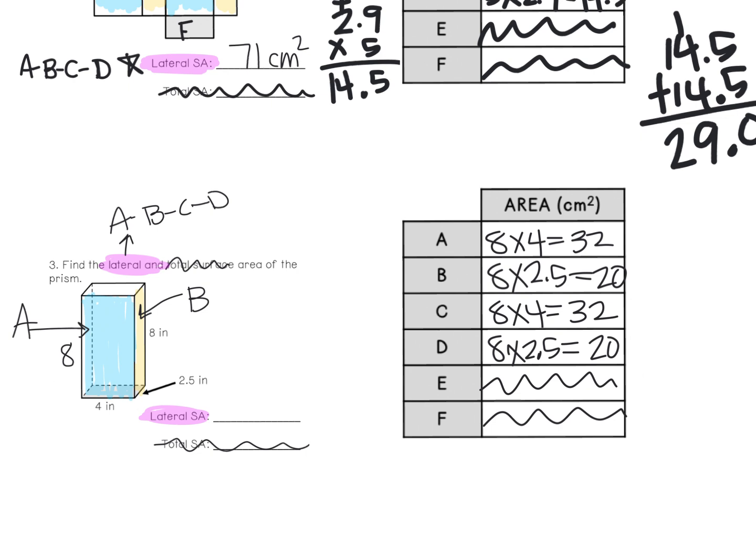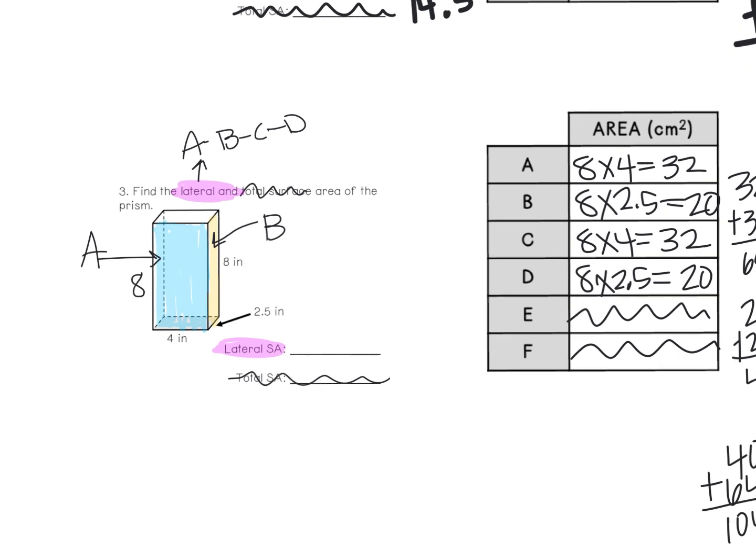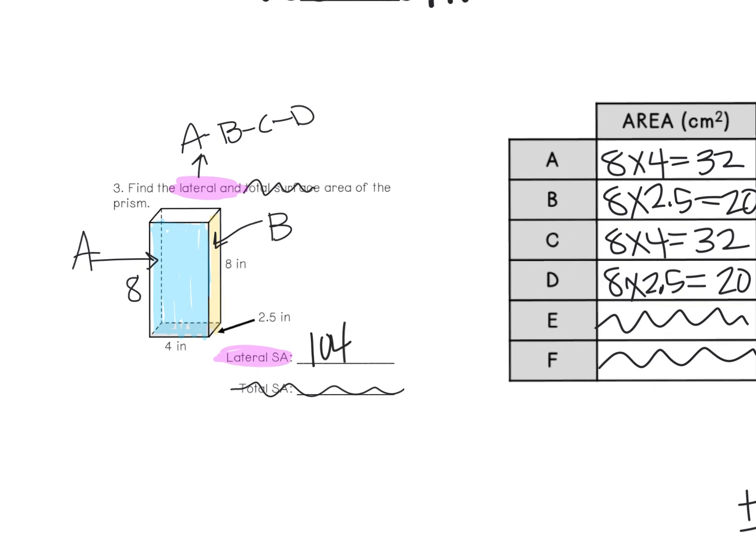For the total amount of just these 4, remember we have to add together, 32 plus 32 is 64, and then 20 plus 20 is 40. And then our last thing to do would be to add those together. 40 plus 64 is 104. So the lateral surface area would be 104 square inches.